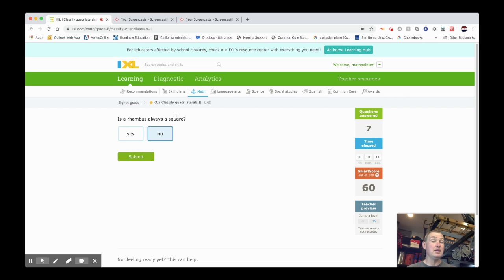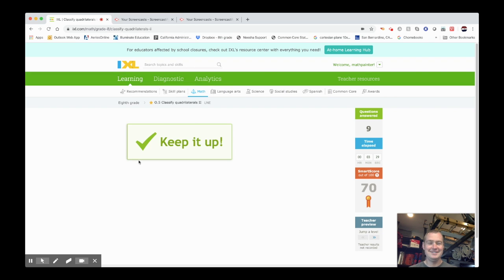Now, is a square always a rhombus? Yes, but a rhombus is not always a square. Is a square always a rhombus? Square is always a rhombus. So, hey, they switched it. All right, 70 points. Wow.